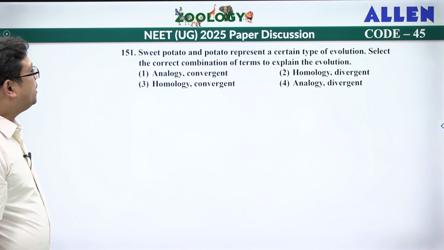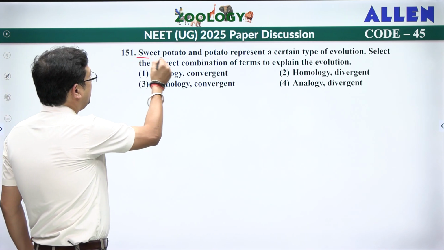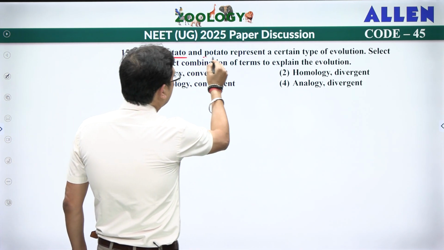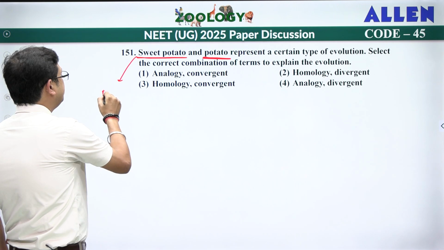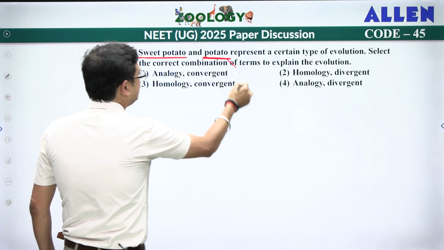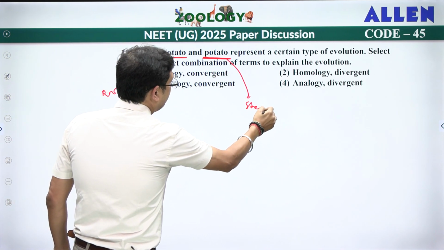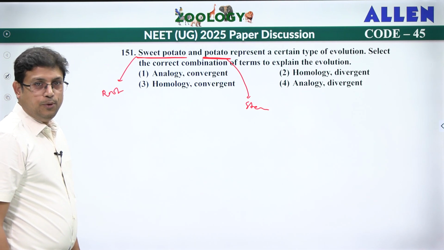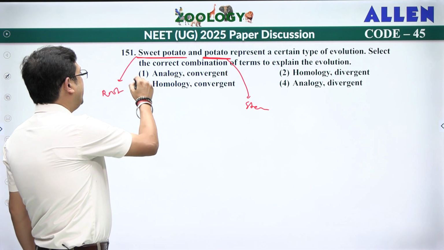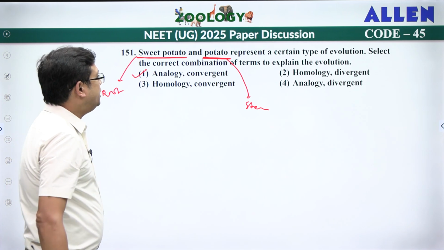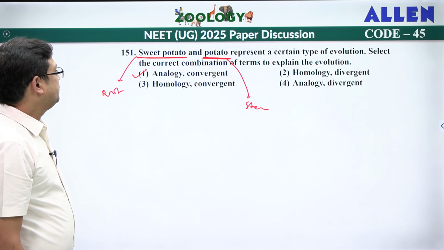Sweet potato and potato represent a certain type of evolution. Sweet potato, Ipomoea batatas, and Solanum tuberosum. One is a modified root and one is a modified stem. But their function is storage of food. So function is the same but origin is different. So it shows analogy and convergent evolution. Answer is 1.